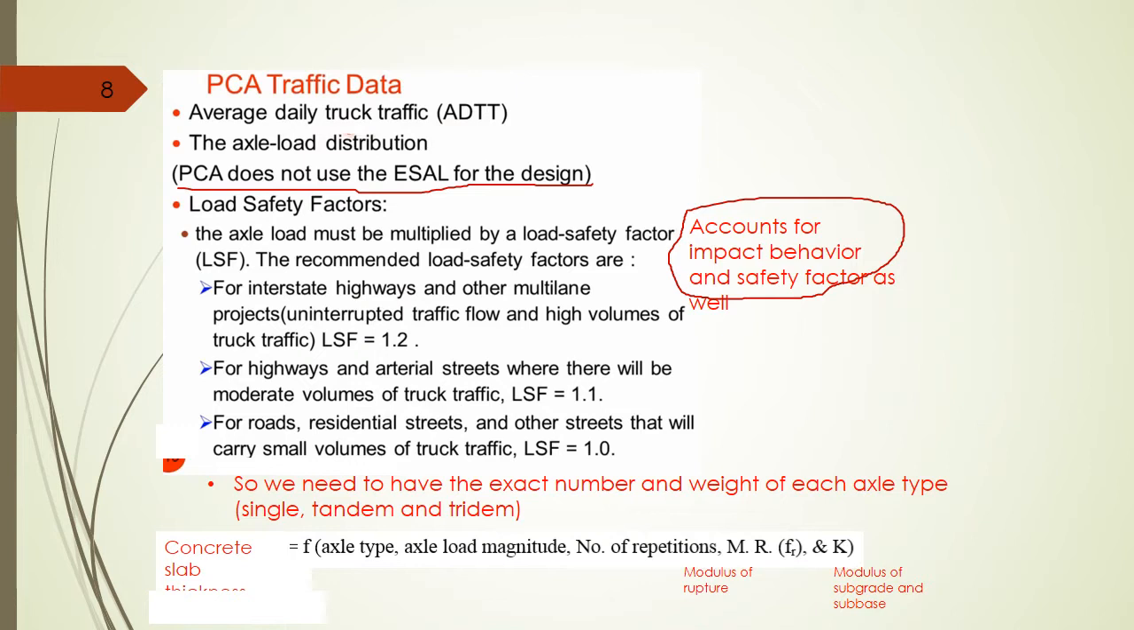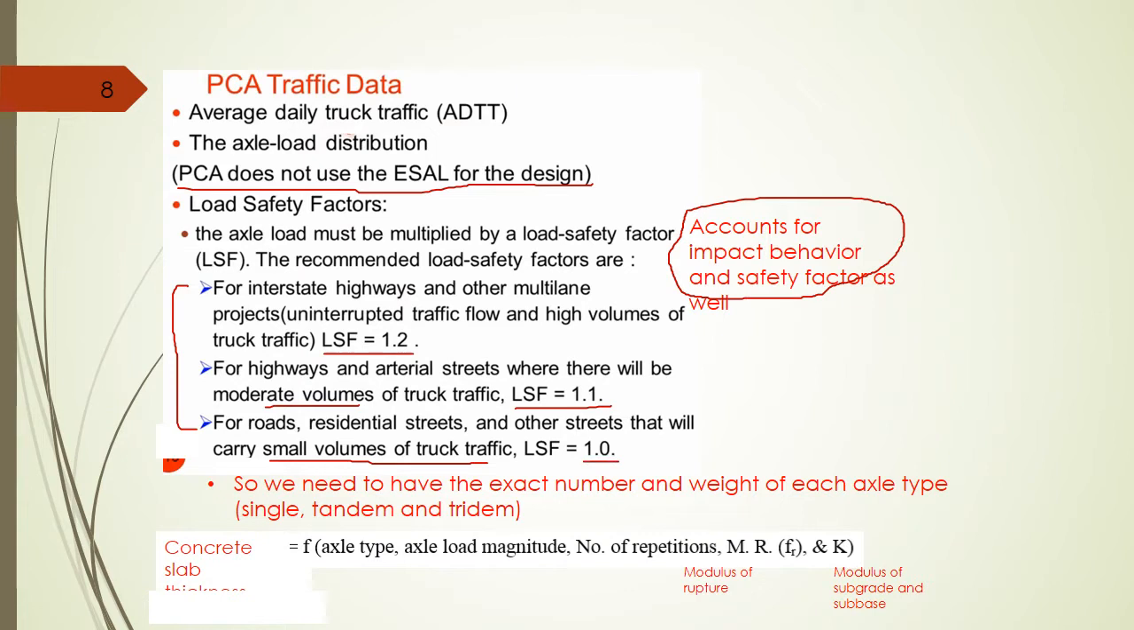There are 3 cases for this load safety factor. For interstate highways and other multi-lane projects of high traffic flow and high volume, the load safety factor will be 1.2. For moderate volumes, load safety factor will be 1.1. For small volumes of traffic, the load safety factor will be 1.